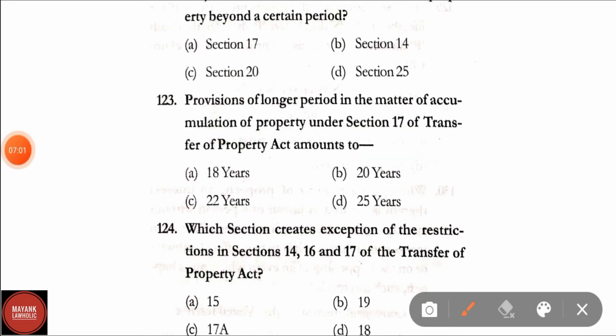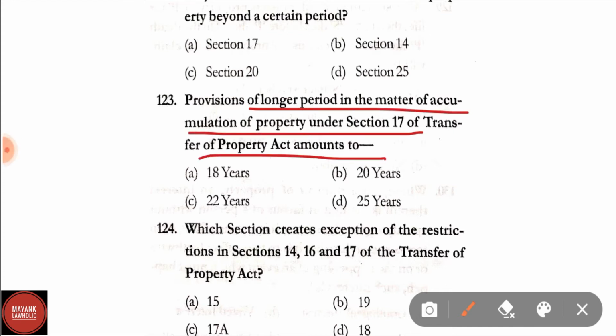Question number 123. The provision of longer period in the matter of accumulation of property under section 17 of the Transfer of Property Act amounts to: 18 years, 20 years, 22 years, 25 years. Correct answer is option A, that is 18 years.